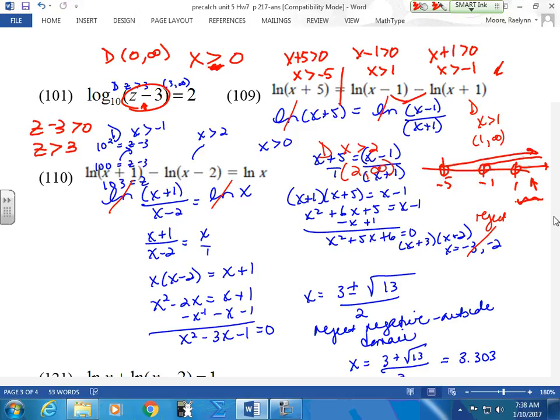Now, when x is -3 and -2, do they work? Mm-mm.